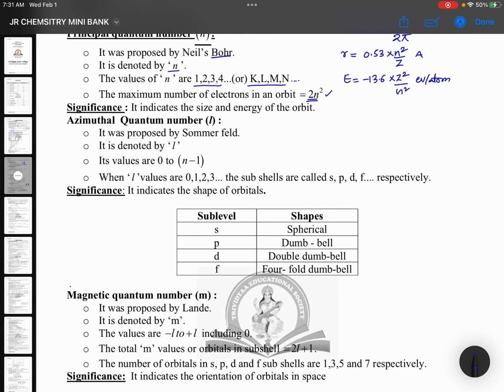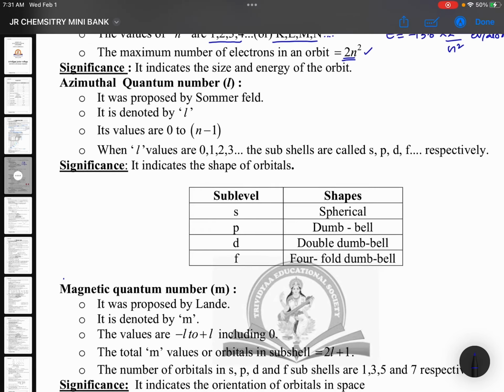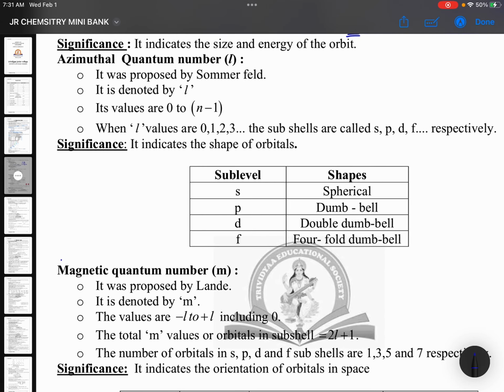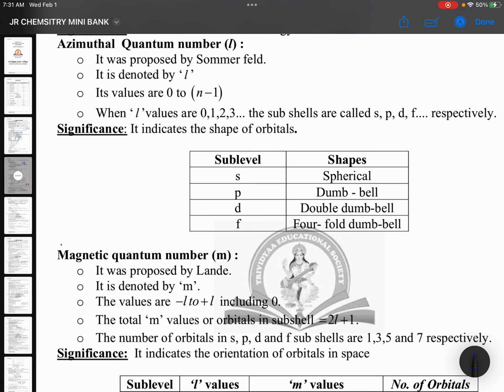Azimuthal quantum number. The azimuthal quantum number was proposed by Sommerfeld, denoted by small l. Its values are from 0 to n minus 1. When l values are 0, 1, 2, 3, the sublevels are s, p, d, f respectively. You can write here l value 0, 1, 2, 3. S orbital shape is spherical, p orbital is dumbbell, d orbital is double dumbbell, and f orbital is fourfold dumbbell. The significance of the azimuthal quantum number is that it indicates the shapes of the orbitals.